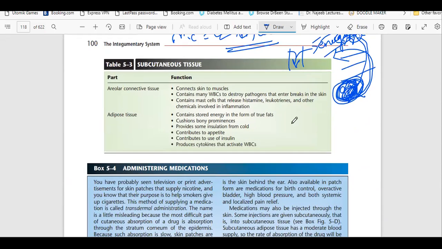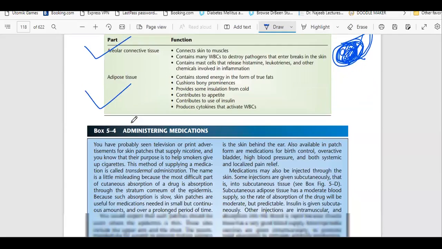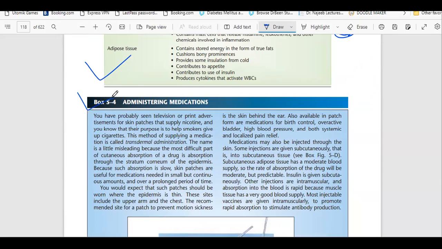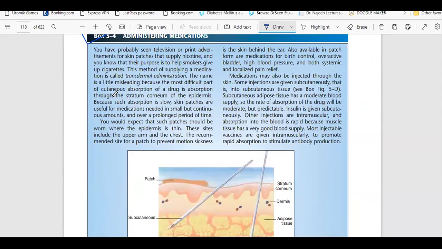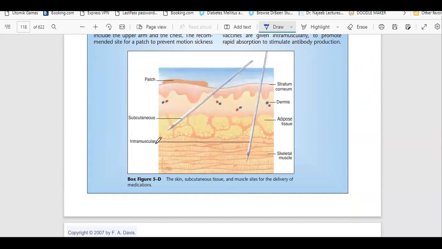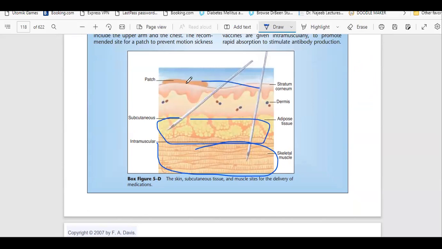Okay. Here we have the diagram. You can see the subcutaneous tissue, areolar connective tissue and adipose tissue. Here we have the administration of medications. Basically, this is the intramuscular area, this is the subcutaneous area, this is the dermis, and this is the epidermis. Most of the injections are given intramuscularly. Some injections are given in subcutaneous tissue.